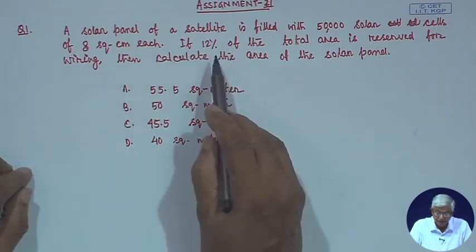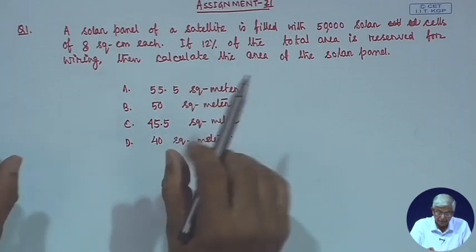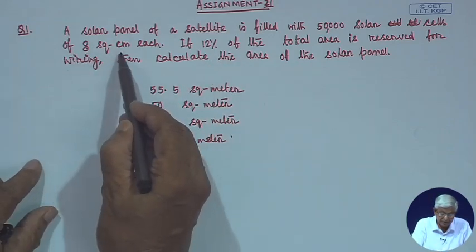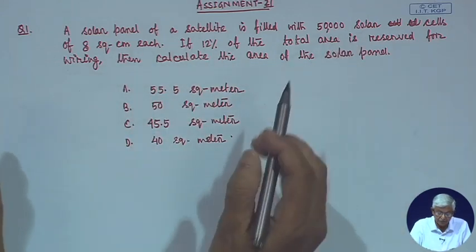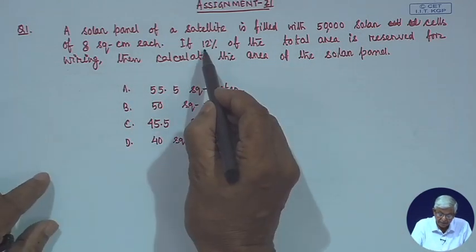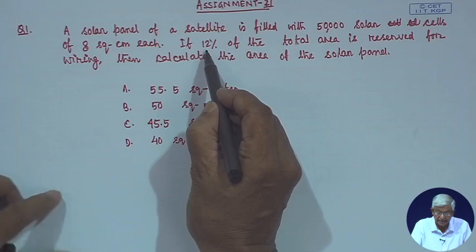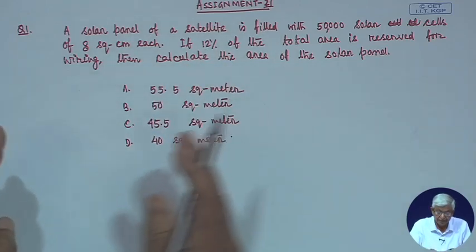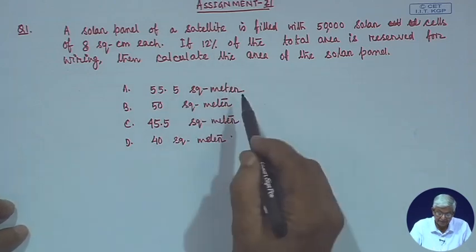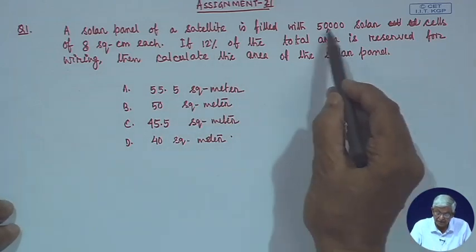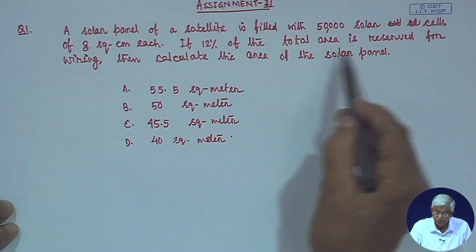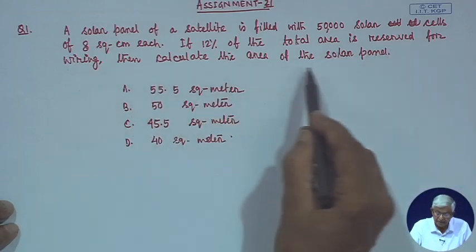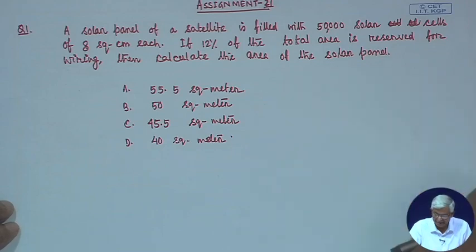So the actual solar cells, each of 8 square centimeter, 50,000 together, will take 100 minus 12%, that is 88% of the total area. These two numbers are given, along with the area reserved for wiring. Then calculate the area of the solar panel. It is a simple calculation.